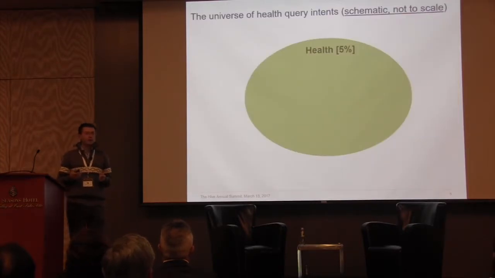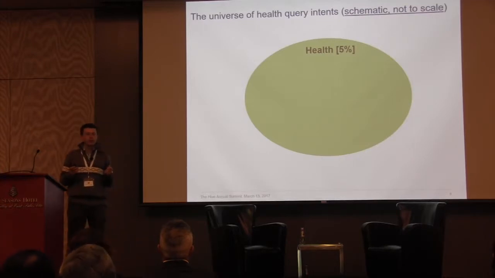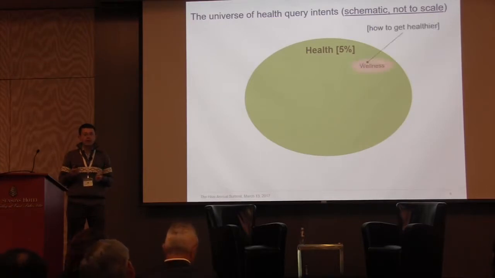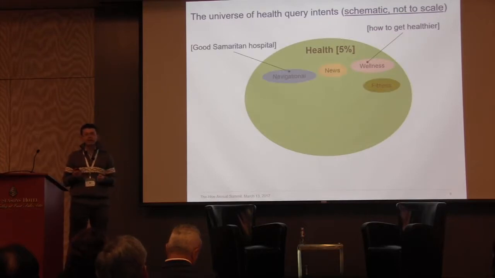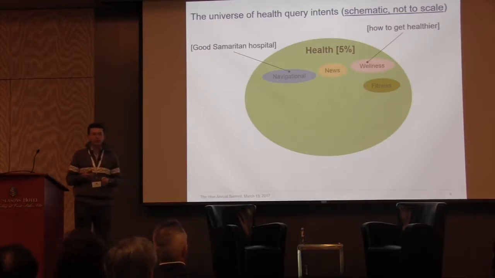Let me first tell you a bit more about health search in general. Of all the queries which hit Google every nanosecond, 5% are health related. 5% of the entire Google query volume is a big number. 5% is health. Let's see how it breaks down. So we have wellness queries. How do I become healthier? We have news-related and fitness-related and navigational queries. How do I get to Good Samaritan Hospital, a hospital here in Los Gatos where my kids were born.